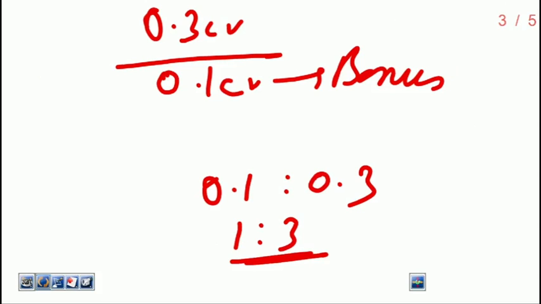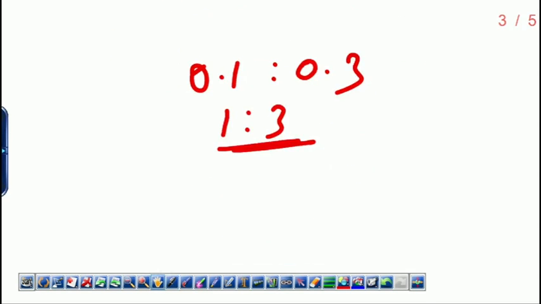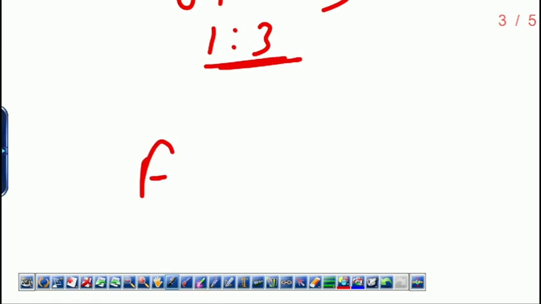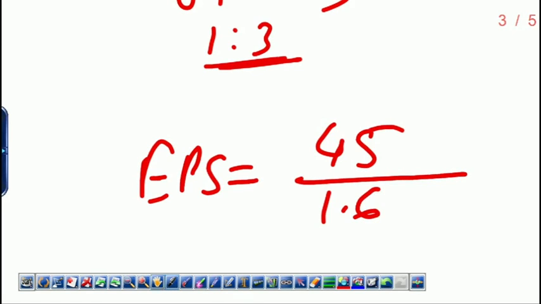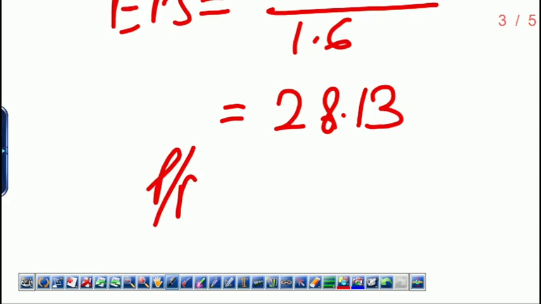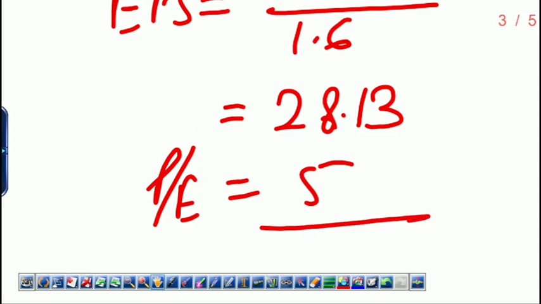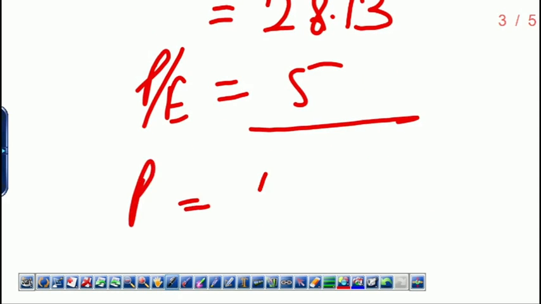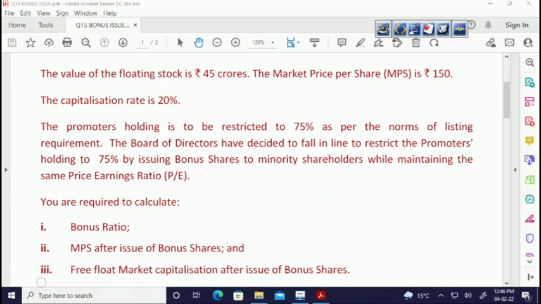Calculate the price after bonus issue. P/E ratio into EPS. So what's the EPS? EPS will be the PAT 45 crore divided by the number of shares 1.6. 28.13 is the EPS approx, and the P/E ratio is 5. So share price is approximately 140.63 subject to rounding off. 140.63 price after the bonus issue.